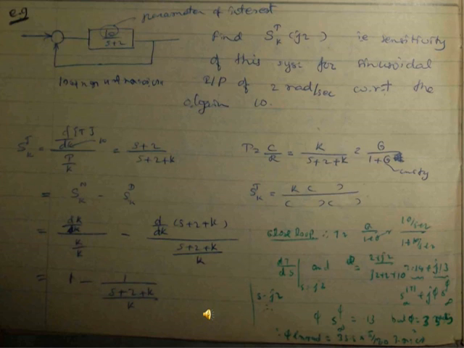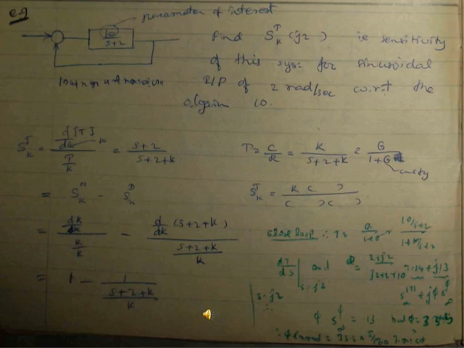S_K^T equals 1 minus 1 divided by s plus 2 plus K divided by K, so the transfer function equal to C by R is K divided by s plus 2 plus K, which is G divided by 1 plus GH. In the equation, if we substitute j2 in place of s, and 10 in place of K, then we can solve and calculate the final transfer function.